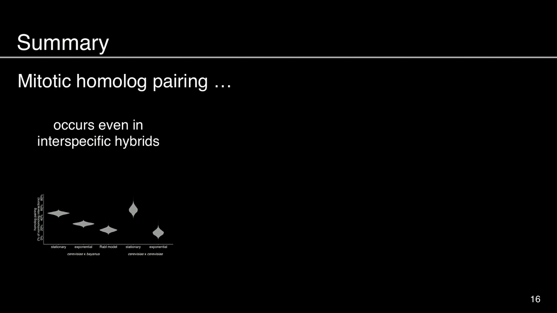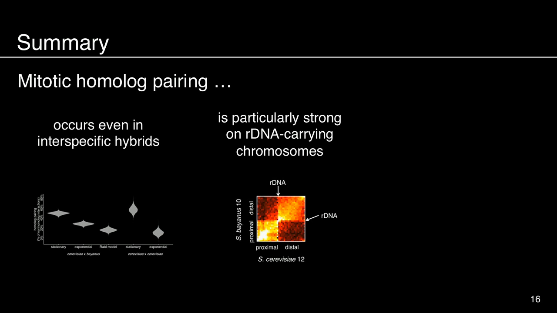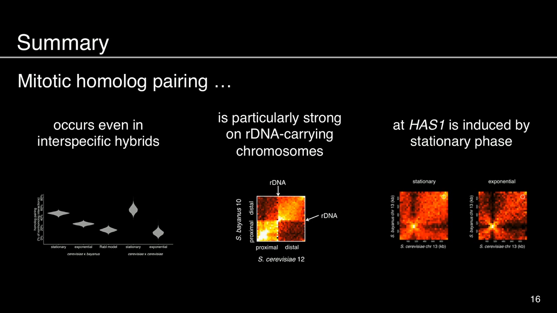So in summary, I've told you about how we can use Hi-C in yeast hybrids to look at mitotic homolog pairing genome-wide. We found that it seems to occur even in interspecific hybrids, particularly in stationary phase. It also seems to be particularly strong on the rDNA-carrying chromosomes, cerevisiae 12 and bayanus 10. And it also seems to occur inducibly at the Has1 locus, especially in stationary phase.